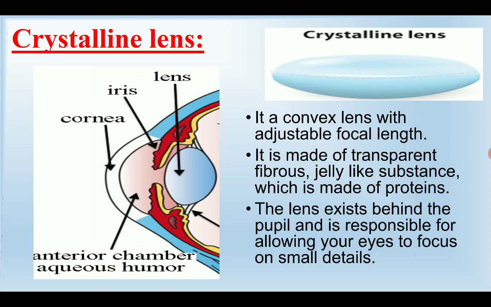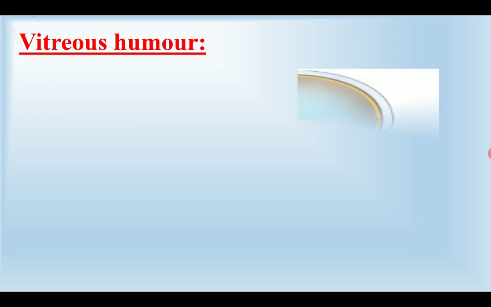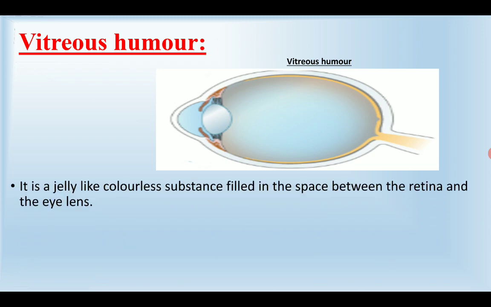After this lens, we have the vitreous humor. Again, this is a fluid. Let us have a look at the picture. We have an eye and the vitreous humor here at the center. This vitreous humor is a jelly-like, colorless substance which fills the space between the retina and the eye lens. Basically, it provides support to our eye.